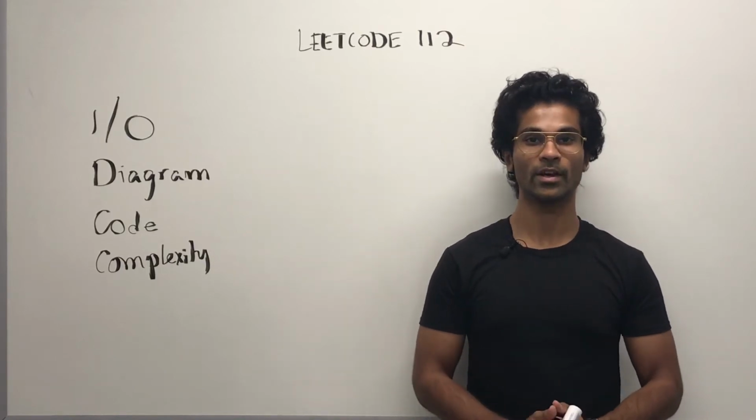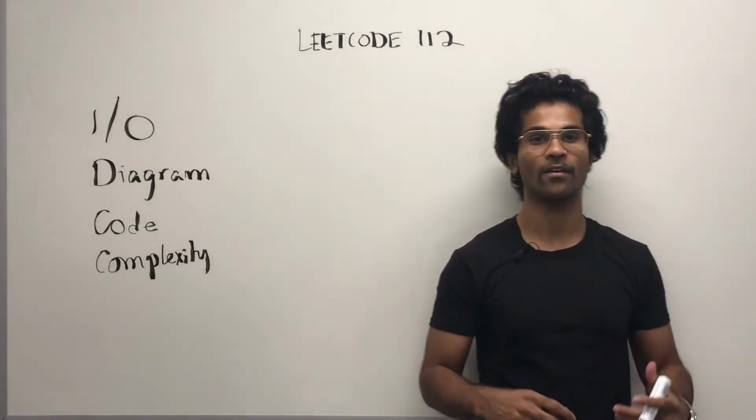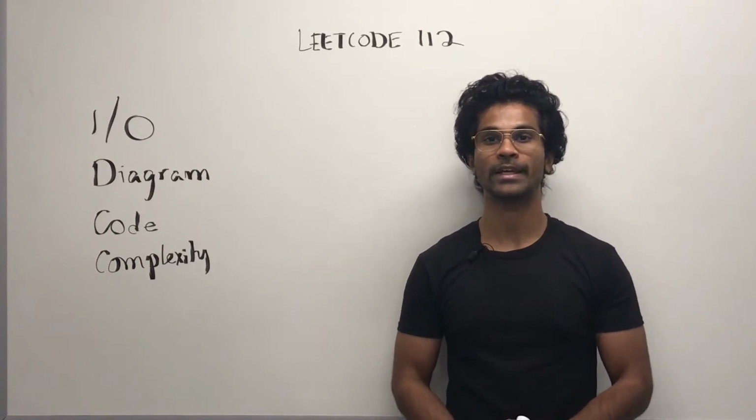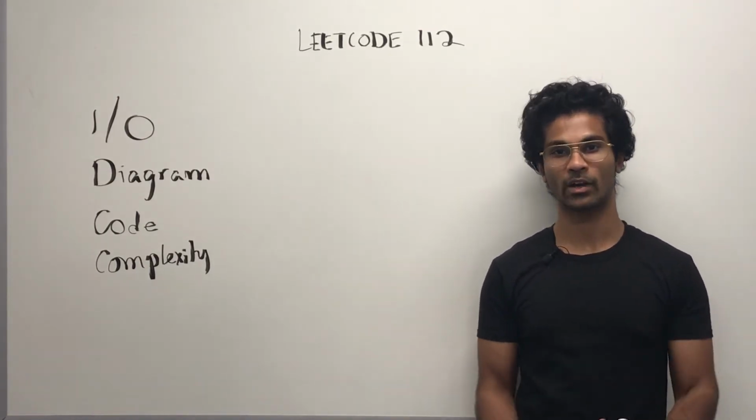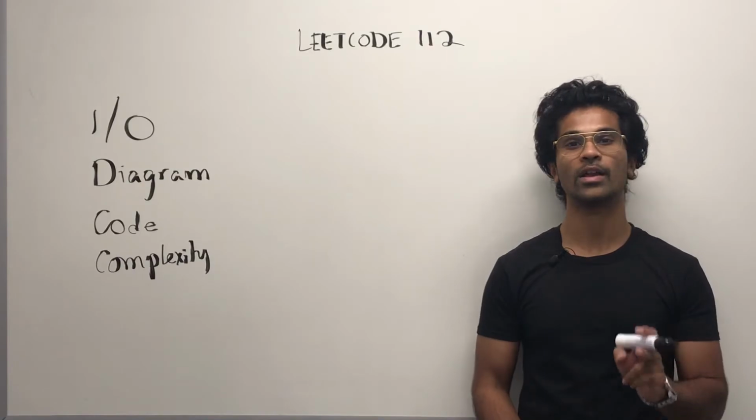What's up everyone? Today we're going to go over Leetcode 112, valid path sum. First we'll look at the input and the output, then we'll look at the diagrams, and finally we're going to look at the code and complexity.